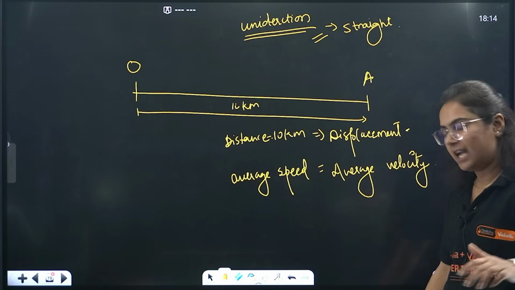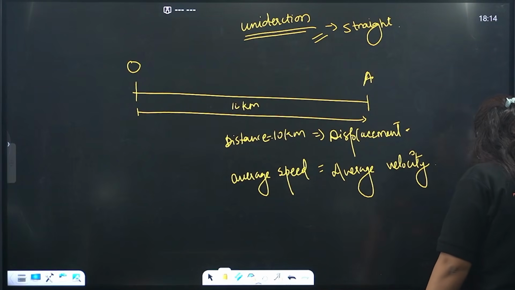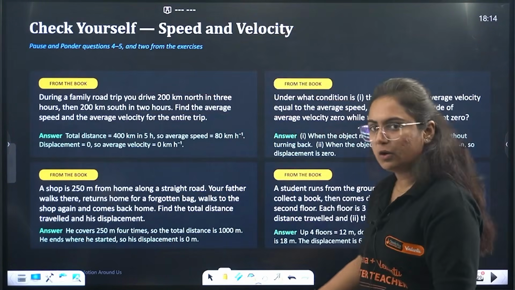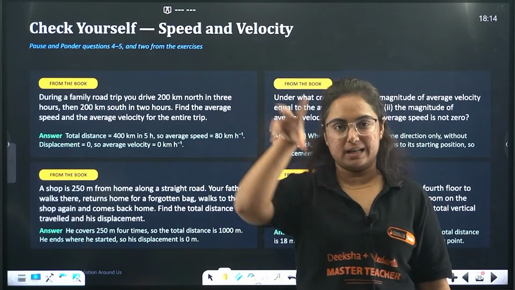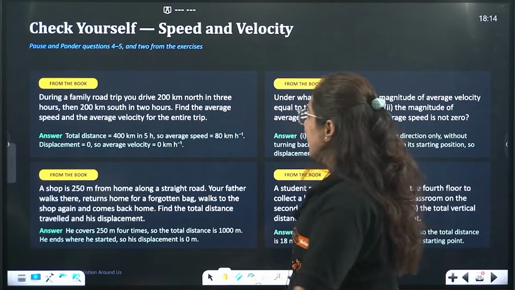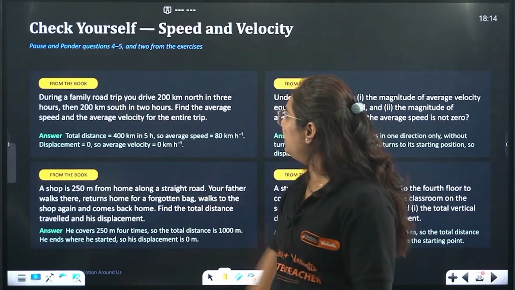Perfect? Okay? Cool. Moving towards further topics. Check yourself. Now it is high time we practice the questions given in NCERT regarding these topics. Okay, so the first question is, during a family road trip.